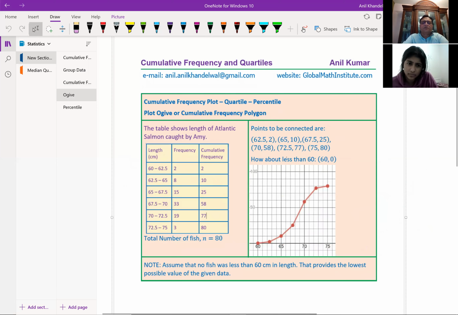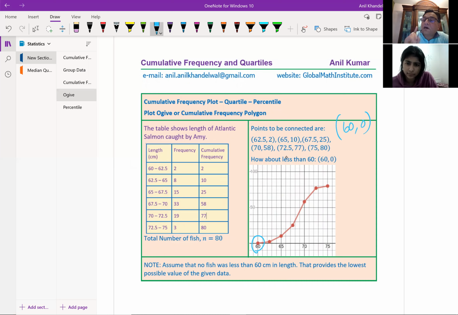Now here's your graph. You will notice in this graph that I have taken a point 0 for 60, because what is less than 60? Nothing, and that becomes our starting point. So it is very important to consider the starting point. Is that clear to you? We did calculate the other 6 points earlier.